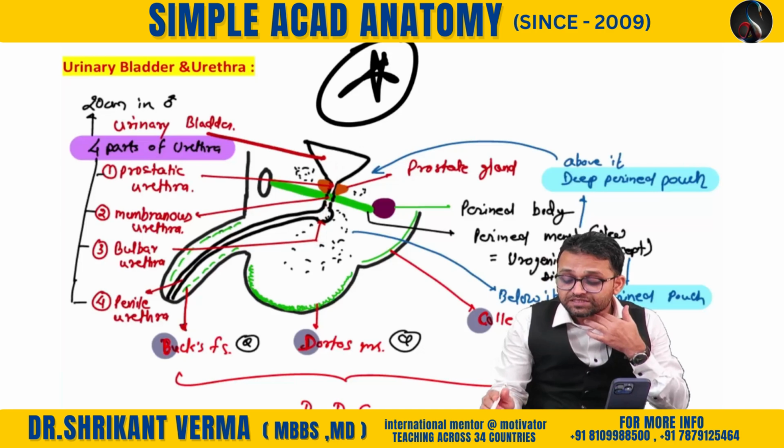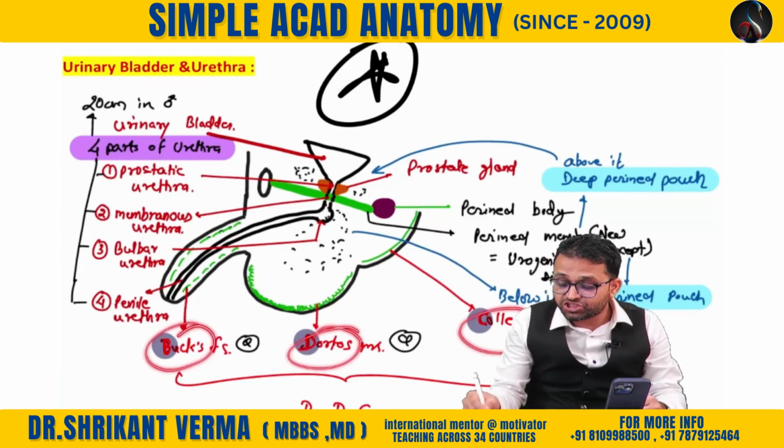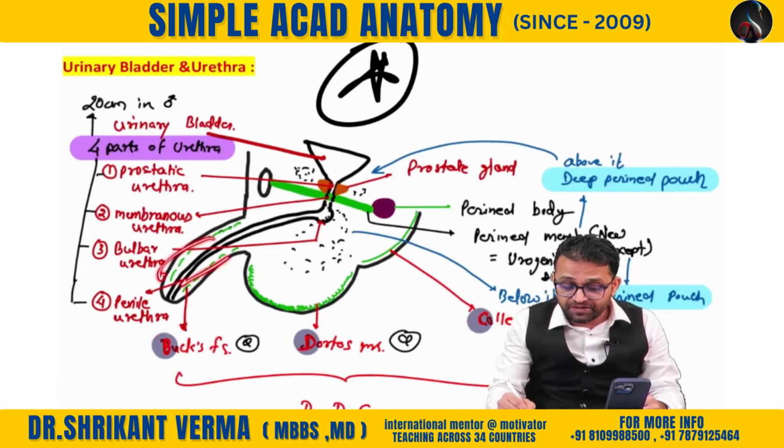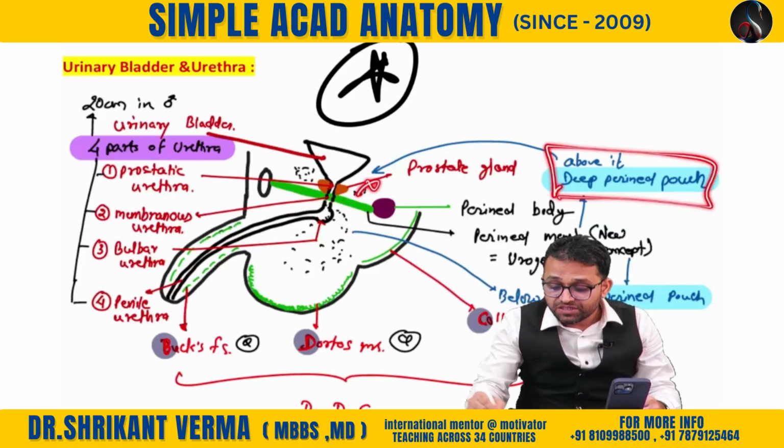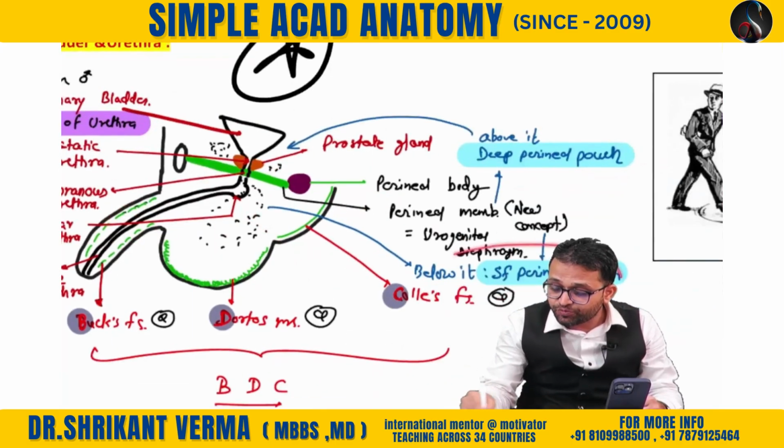So can you see? Sir, there are the fascia. B, D, Chaurasia was our mnemonic. Buck's fascia in the penis, Dartos fascia in the scrotum, and Colles fascia at our perineum area. So this is the perineal membrane. Space above the perineal membrane, deep perineal pouch. Space below the perineal membrane, that is a superficial perineal pouch.